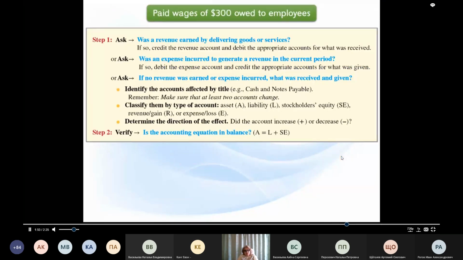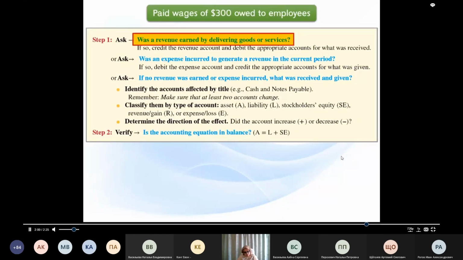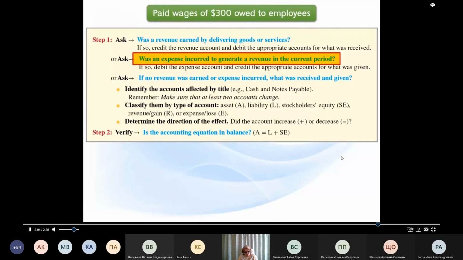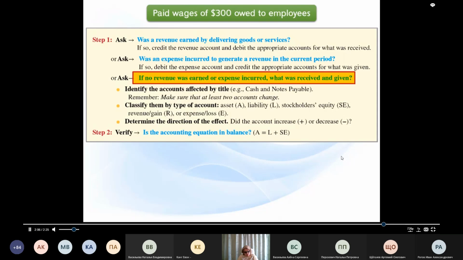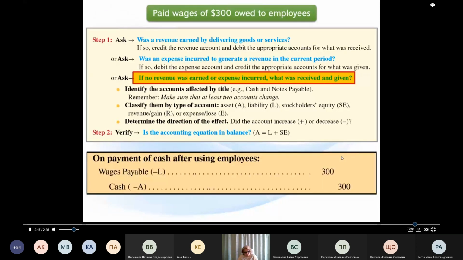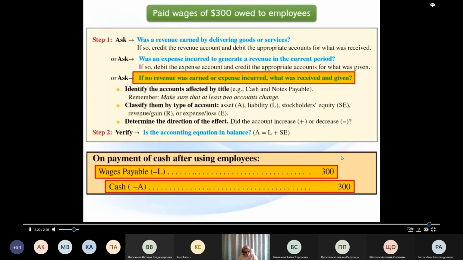Finally, let's assume that Deanna's business pays the $300 owed to its employees on the following Monday. Again, let's start by asking whether or not a revenue was earned by delivering goods or services, or an expense was incurred to generate revenue in the current period. Since the answer is no, let's ask what was received and given. The company received a reduction in the amount due to employees and gave cash. With this in mind, the entry to record this transaction includes a debit to wages payable to decrease that liability account, and a credit to cash to decrease that asset account.